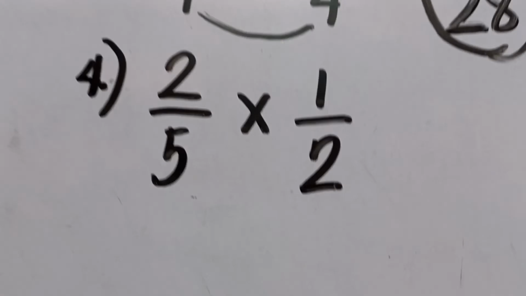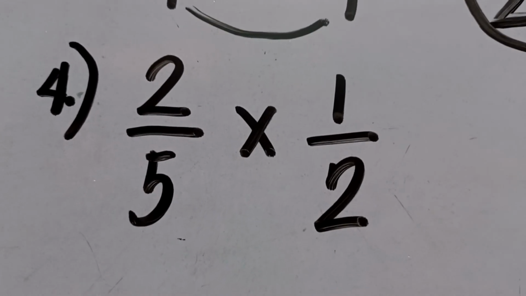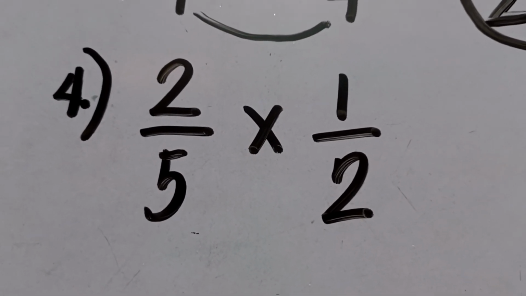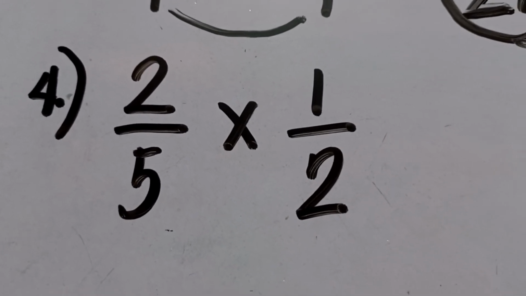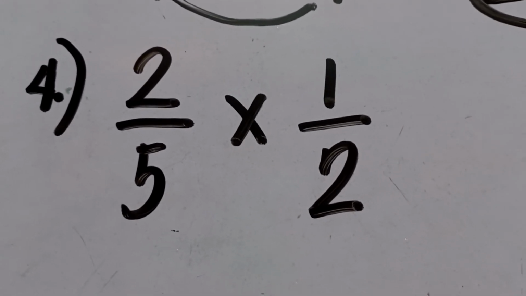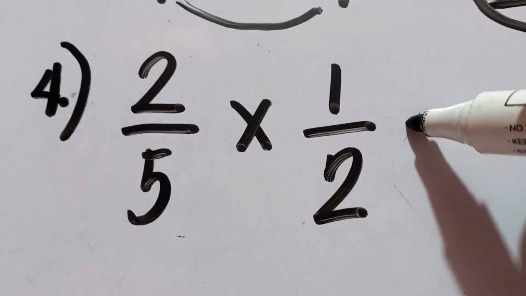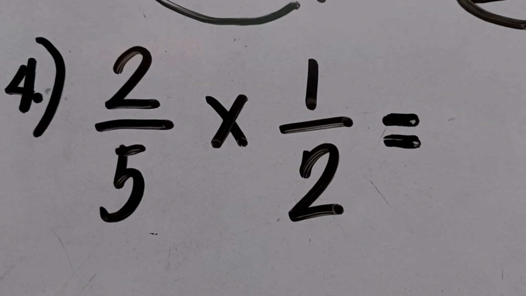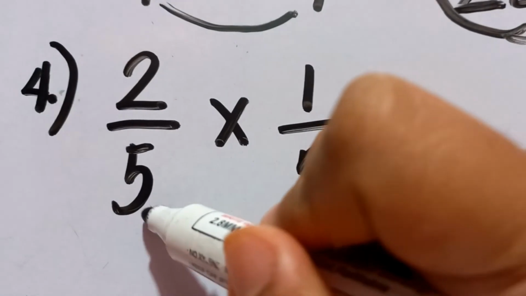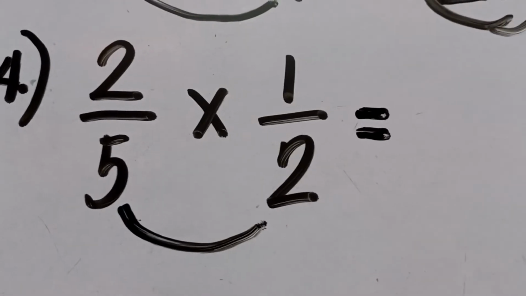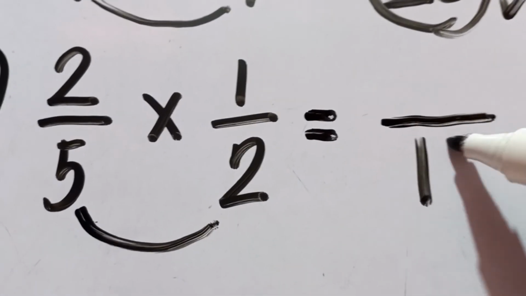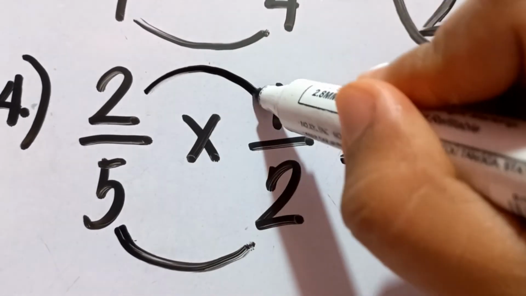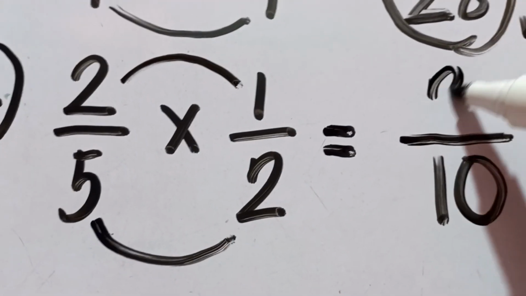Next, let's move to example number 4. We have here 2/5 times 1/2. First, we're going to multiply or get the product of the denominators. So we have 5 times 2 equals 10. Then, we have 2 times 1 equals 2.